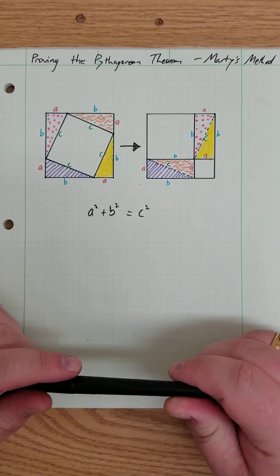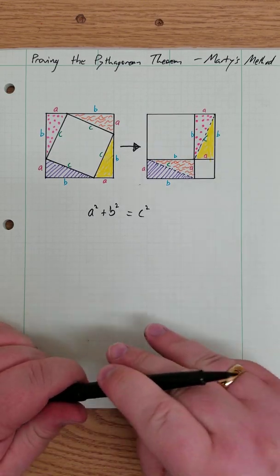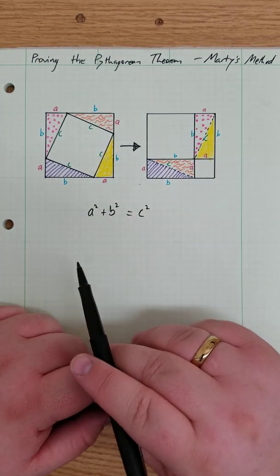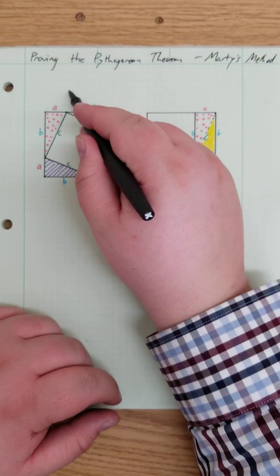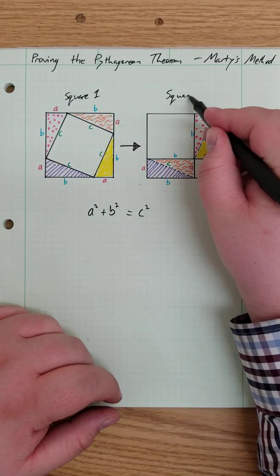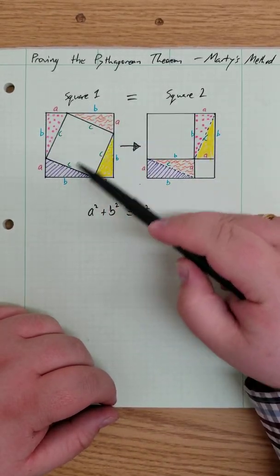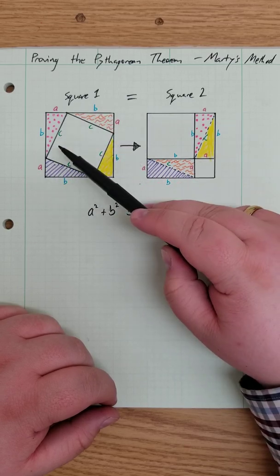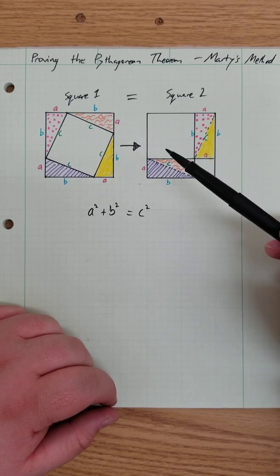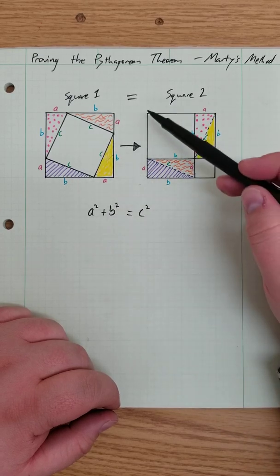Okay, so the first thing to mention is that this square and this square are equal. So square 1 and square 2 are equal. That means all the area of this square has to add up to all of the area of this square. That is key for this proof. And it should be evident based on the size, but also they're drawn to scale.